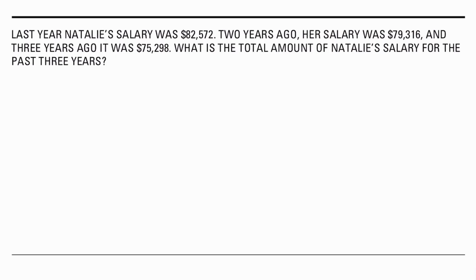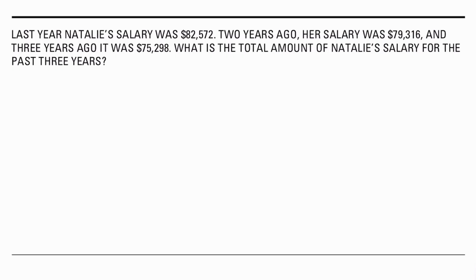Last year, Natalie's salary was $82,572. 2 years ago, her salary was $79,316. And 3 years before that, it was $75,298. What is the total amount of Natalie's salary for the past 3 years? I shouldn't say 3 years before that. So it's last year, then 2 years ago, and then 3 years ago.